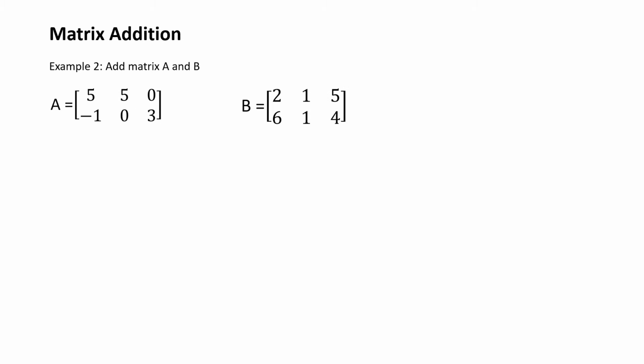Let's look at another example and add matrix A to matrix B. In order to add these two matrices together, we must first determine the size of each matrix. The size of matrix A is 2 by 3, and the size of matrix B is 2 by 3. Since the size of both of these matrices is equal, we know we can perform matrix addition.